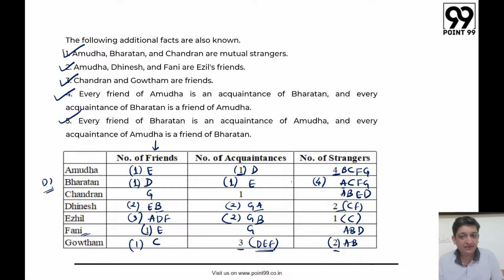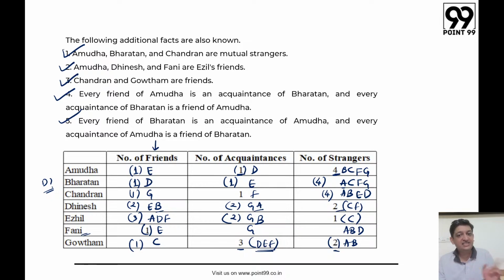Now if you look at what is happening with Chandran, Chandran has 4 strangers, 1 acquaintance and 1 friend. जो हमने लिखा हुआ है यहाँ पे. So this has to be the only friend that Chandran has. This has to be the only acquaintance that Chandran has. These are 4 strangers to Chandran. अभी क्या बचा? A, B, C is Chandran himself. D, E, F नहीं हुआ तो F has to be here.